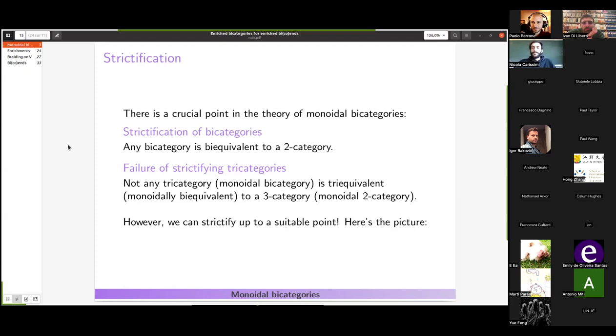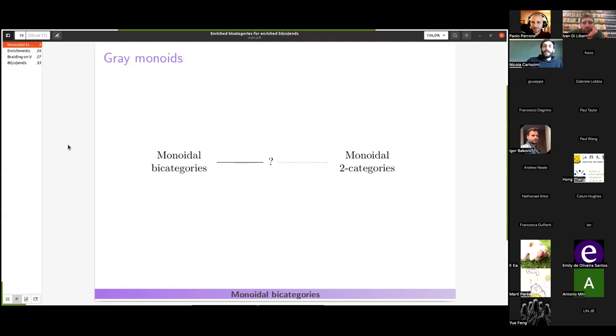So here's the picture. We have monoidal bicategories, and we want to strictify along this continuous line up to a certain point that guarantees expressivity, that guarantees the fact that we have a proper notion of equivalence between the two. And we cannot reach monoidal two-categories. Let me tell you why. In order to understand why, we can think about the one object case.